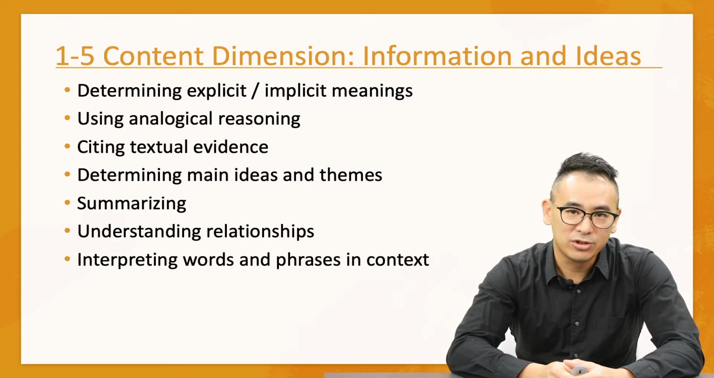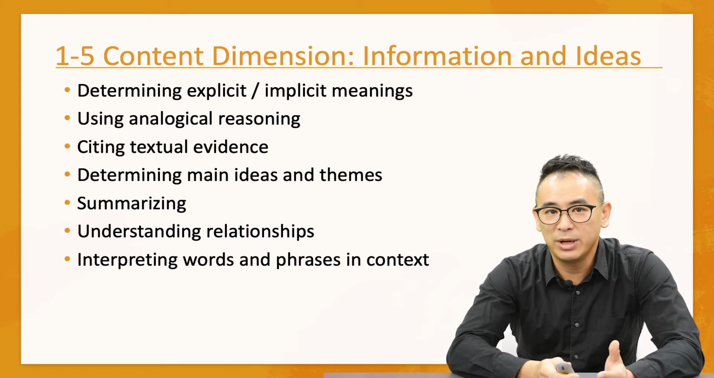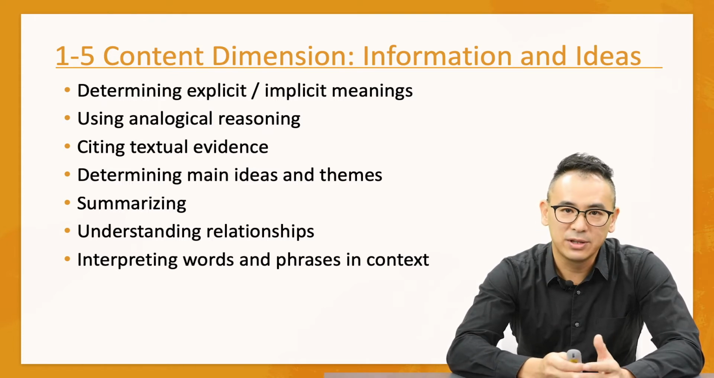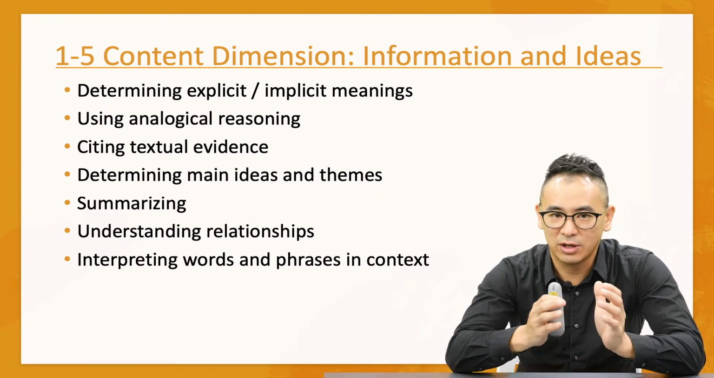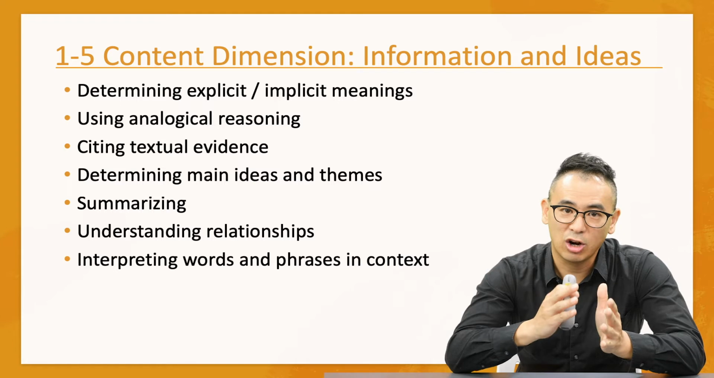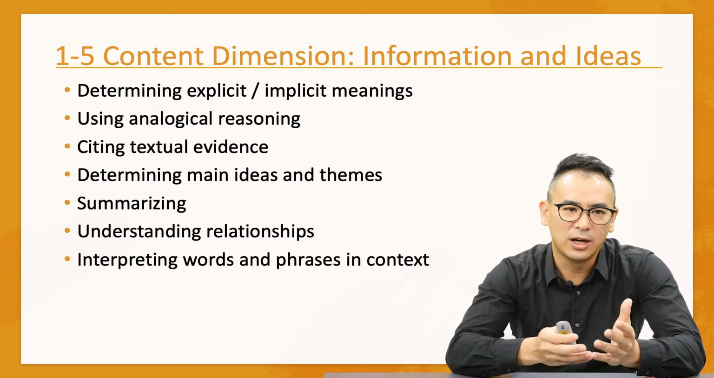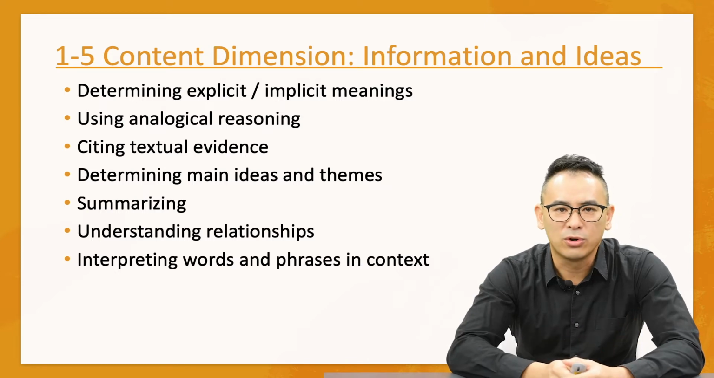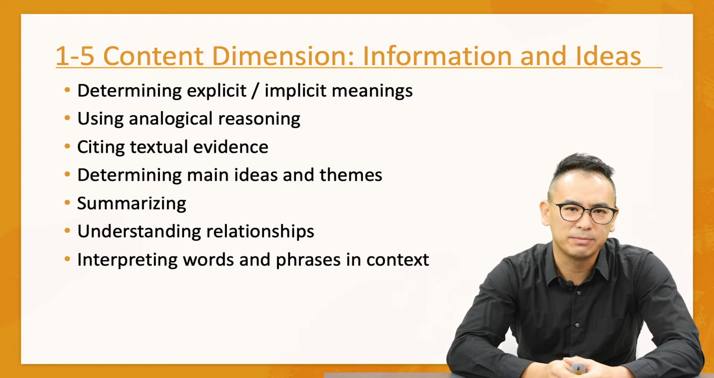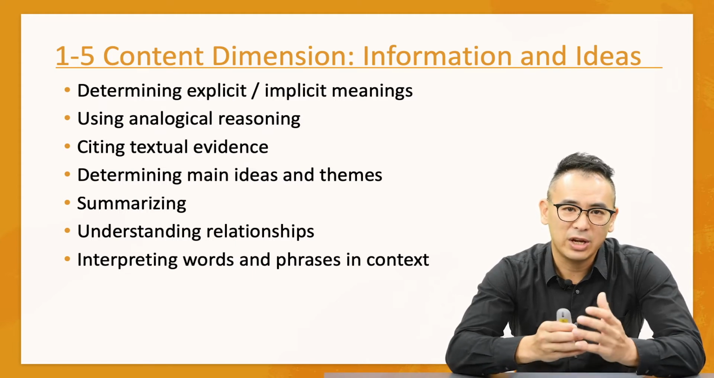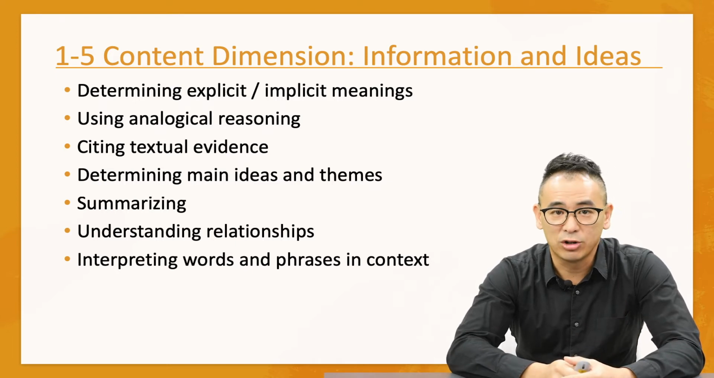Now, content dimension includes information and ideas. That would include determining explicit and implicit meanings. That means usually there is something that's written straight away that you can understand quickly. Also, there is something that's related to literature or poems, so you don't get to understand things very easily. But basically, if you have enough reading context, enough reading every day, you'll be able to understand them correctly.